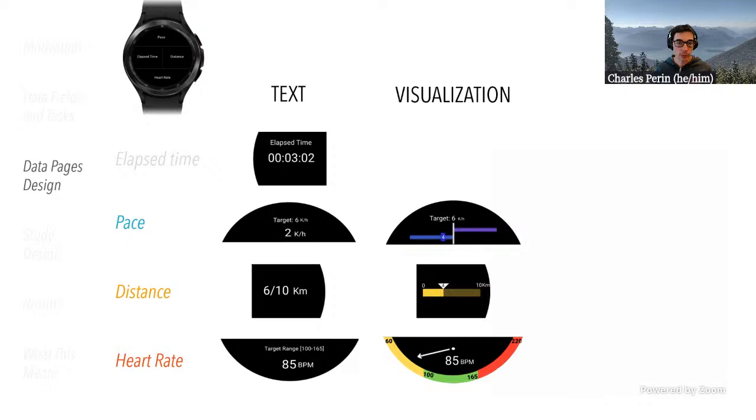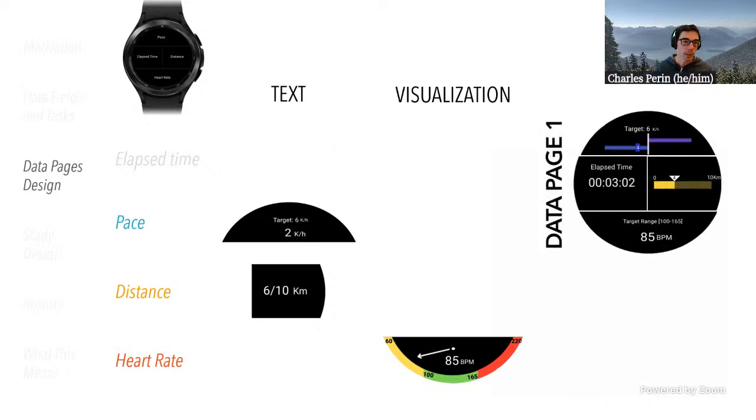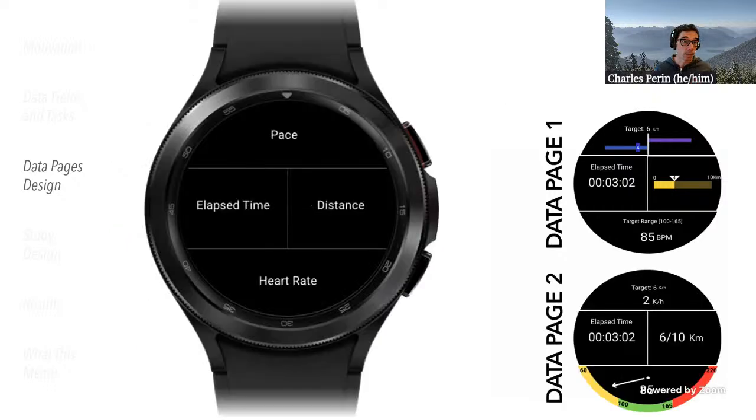And we then created 2 data pages for the study. One that shows heart rate with text and pace and distance with visualization, and one that shows pace and distance with text and heart rate with visualization. Again, you can find details and rationale for all those design choices in the paper.